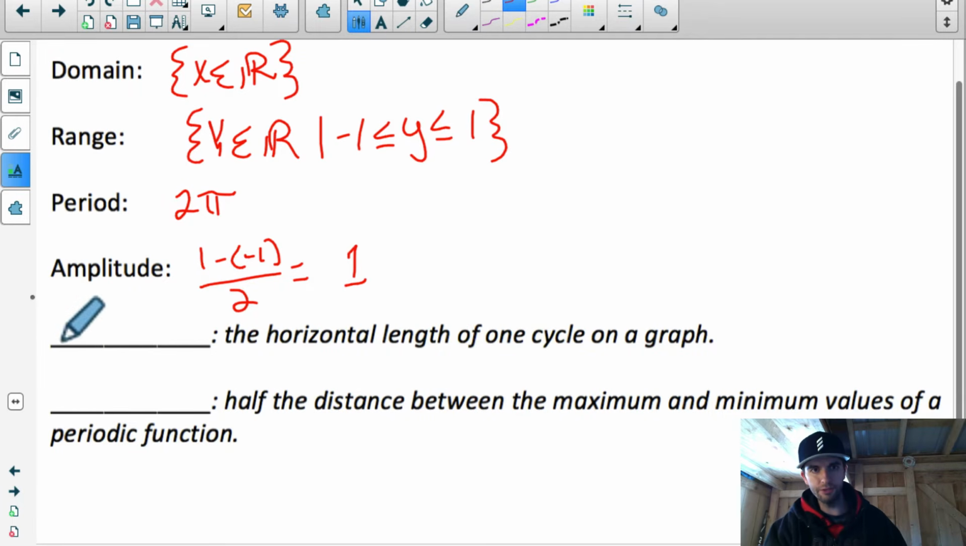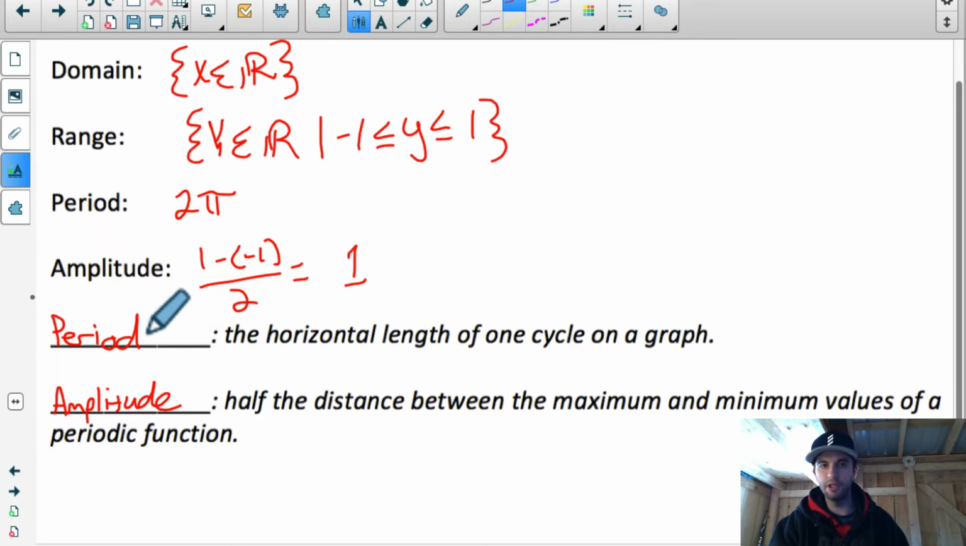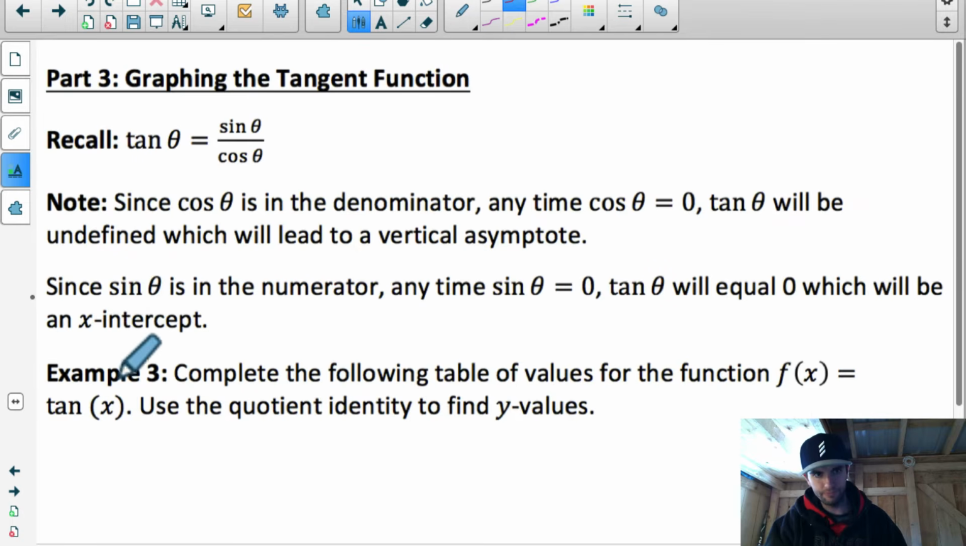And I should remind you that the period of a function is the horizontal length of one cycle. That's how we got 2 pi. And amplitude, I said it's the distance from the midline to the max or min. Another way of saying that would be it's half the distance between the max and min values. So if we want to figure out half the distance between max and min, we can do max minus min and divide it by 2.